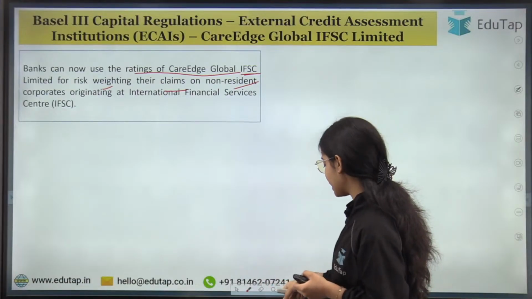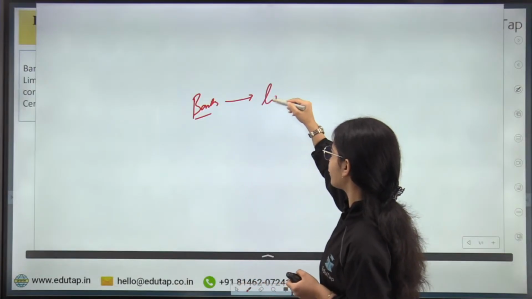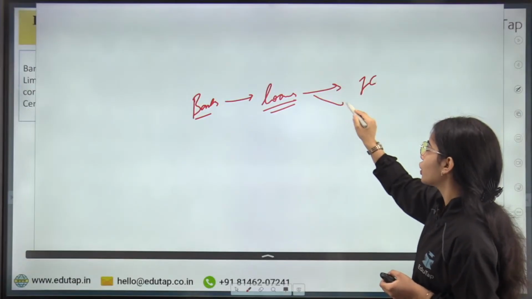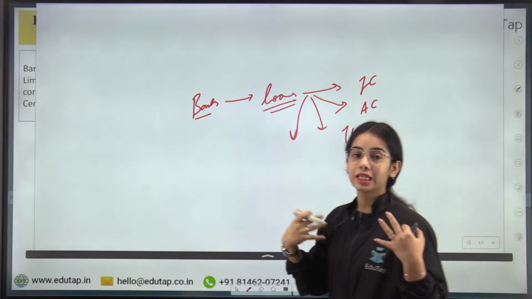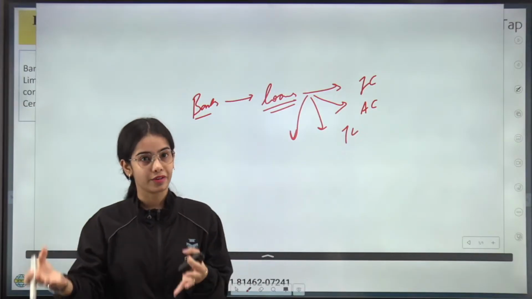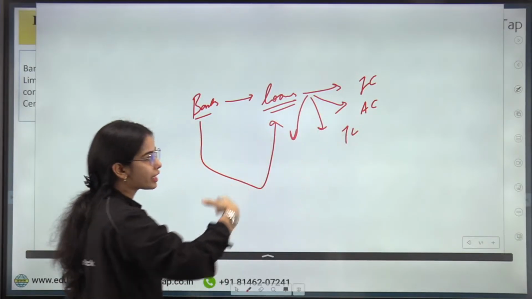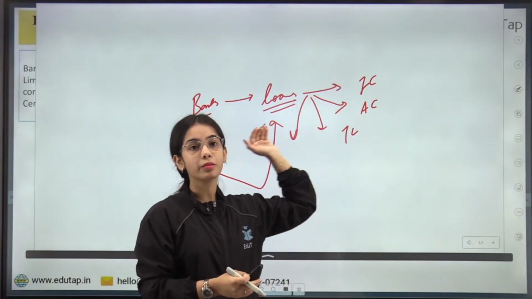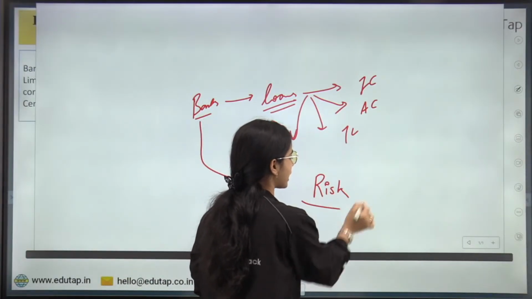So first of all, try to understand that the banks give loans to different corporates, to different entities. They are giving loans to the infrastructure companies, the automobile companies, the telecommunication companies, the semiconductor companies, or various kinds of companies present in the country. So when the banks are giving loans to different entities, a risk weight is attached with the loan. There is some risk that is attached with the loan.